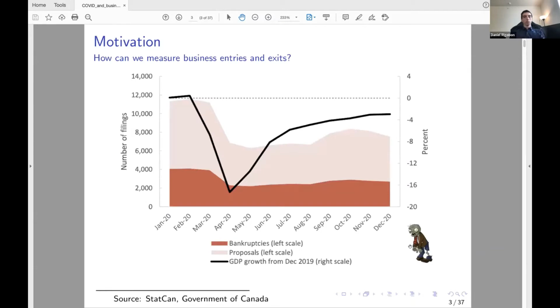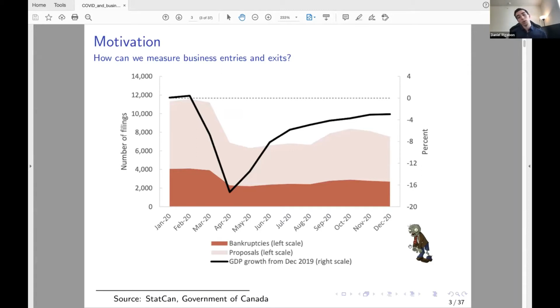So how can we measure business entries and exits, and why is this important? Here you can see a couple of different figures. The first is this black line, which measures GDP growth in Canada relative to December of 2019. And there's a very sharp drop around March and April of 2020, of course, when the COVID crisis hit. And that drop is mirrored by the proposals, which is a measure of business entries. But what's particularly interesting is that the number of bankruptcies over this period also dropped. And it's not immediately clear why this would be the case.